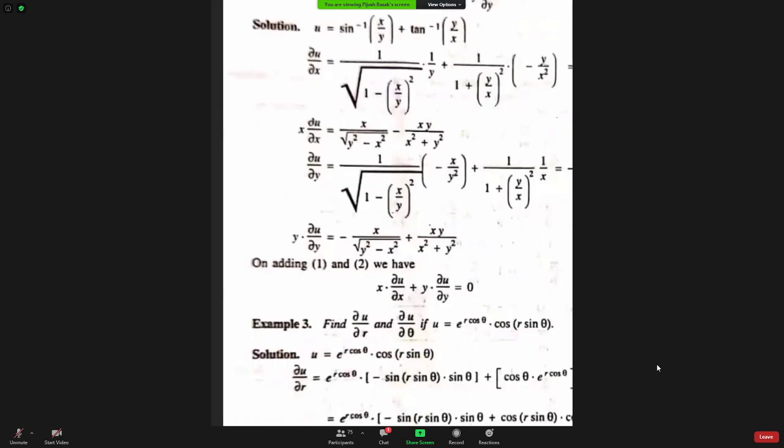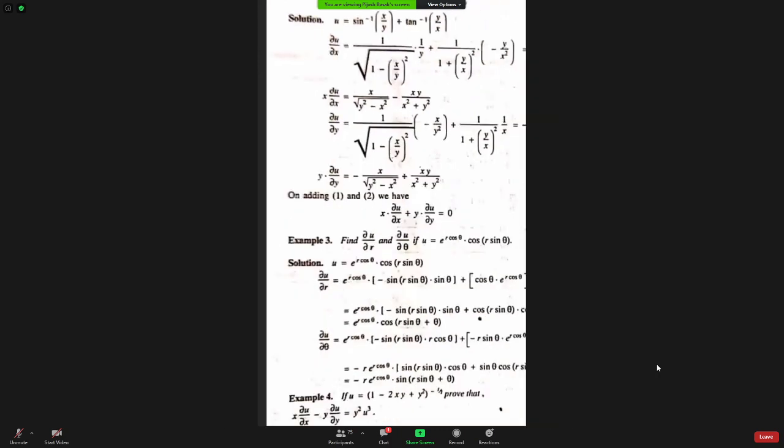Right? This is your job. If you want, I can send you the problem, just try it as an assignment. And if you cannot find it out, I'll show you how they have done it. Then find del u del r and del u del theta if u is equal to e to the power minus r cos theta.